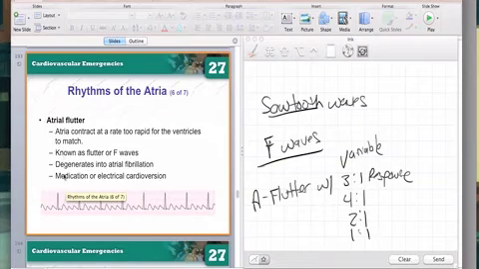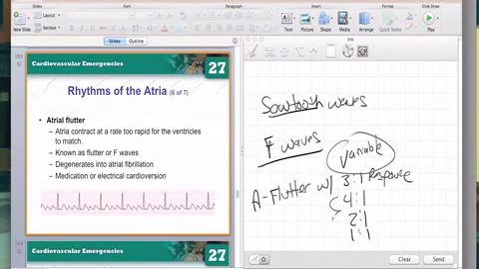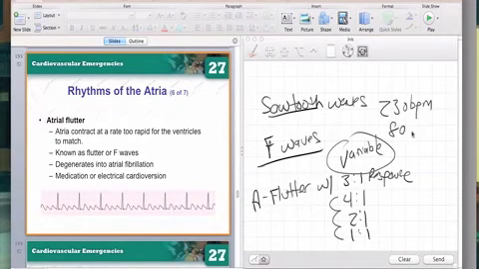Almost normal R to R intervals. That all depends on whether or not this is variable. If it's not variable and it's a fixed 4-to-1, 2-to-1, I'm going to have a normal R to R interval with flutter waves. I have almost 1, 2, 3, 4, 5, 6, 7, 8, a rate of 80, almost normal. But I have a 3, 6, 9, 12, 15, 18, 21, almost a 230 beat per minute atrial rate and an 80 beat per minute ventricular rate.